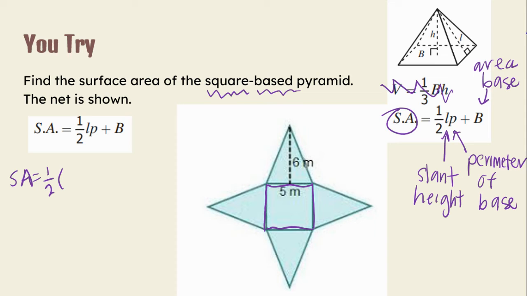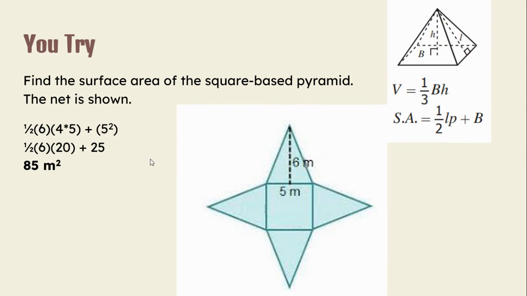So what is our slant height? What's the height of a triangular side? Well, it tells us this triangular side right here has a slant height of 6. So our L is 6. P is the perimeter of the base. Perimeter of a square is just 4 times the side length, which in this case is 5 meters. The area of the base is the area of a square, which is just the side squared. Let's check our work. So we got a final answer of 85 meters squared.